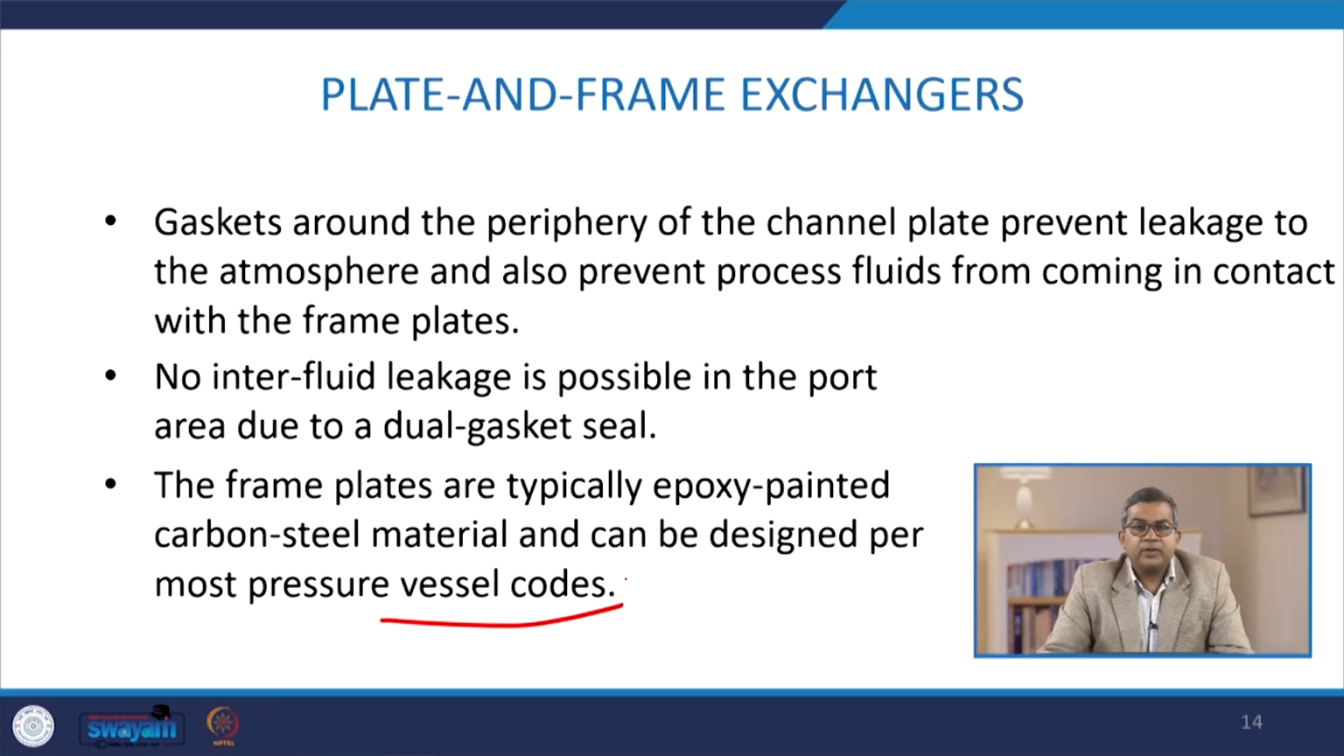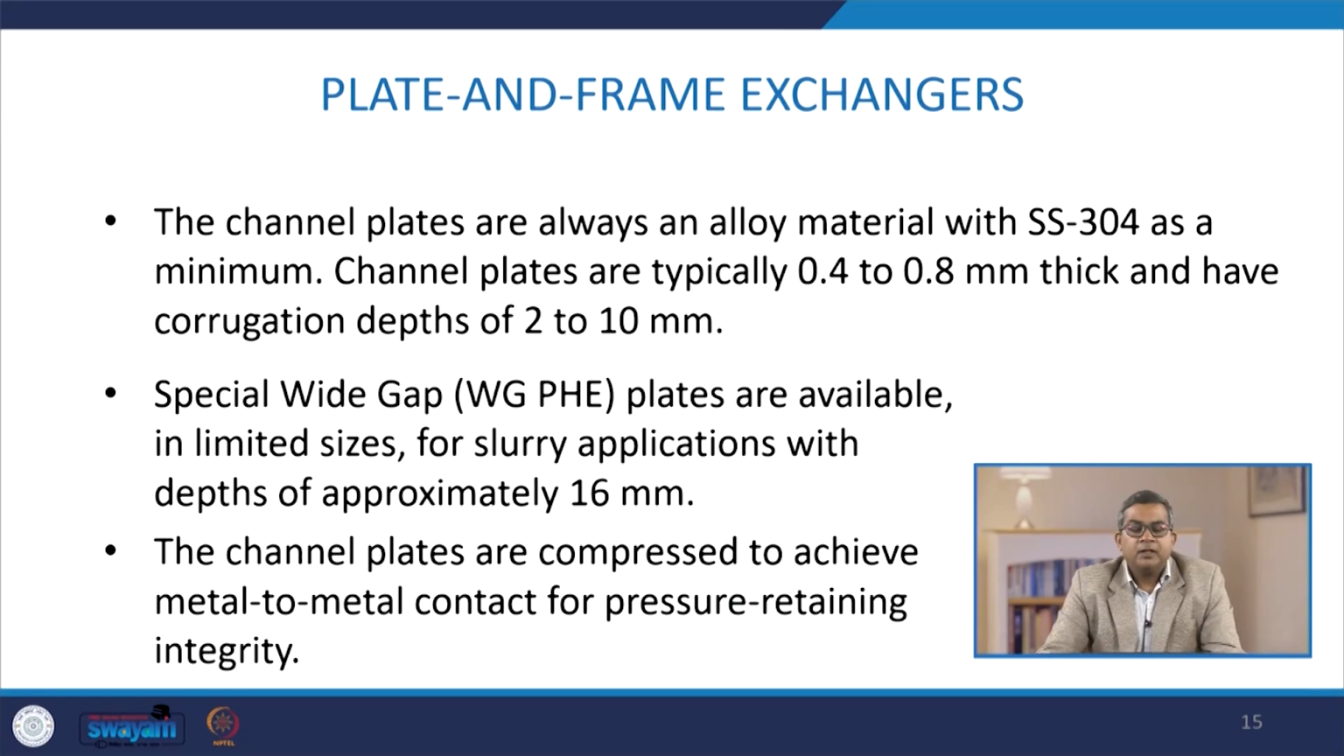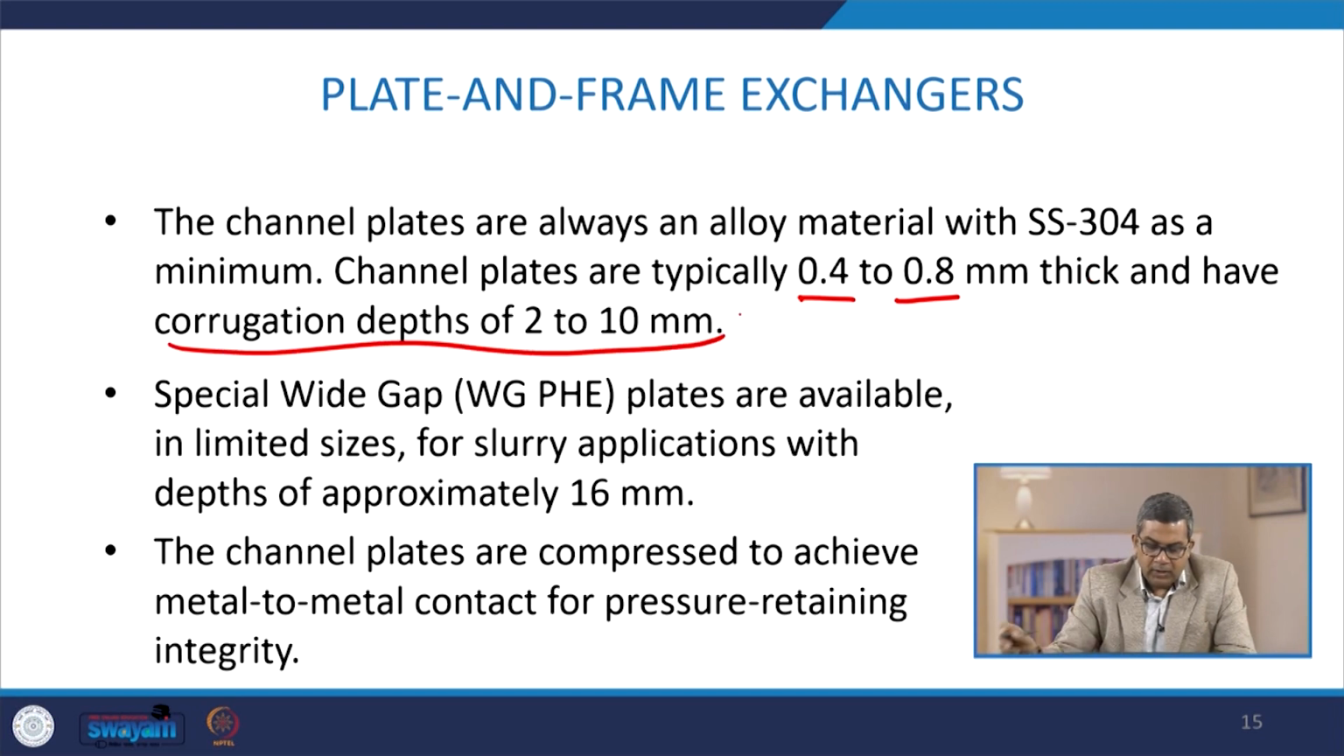The frame plates are typically epoxy painted carbon steel material and can be designed per most pressure vessel codes. So different types of codes are applicable through which it can be designed. The channel plates are always an alloy material with SS304 as minimum. Now these channel plates are typically 0.4 to 0.8 millimeter in thickness and have a corrugation depth of 2 to 10 millimeter.